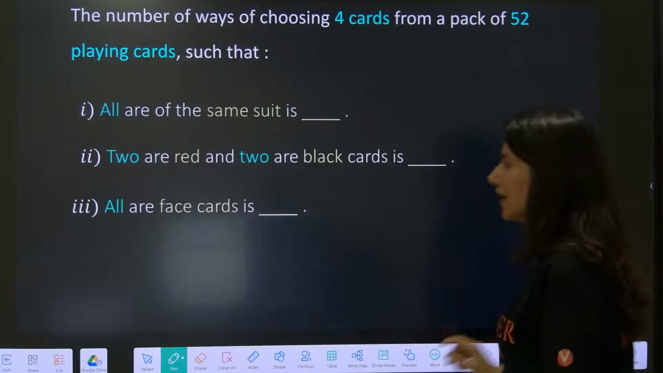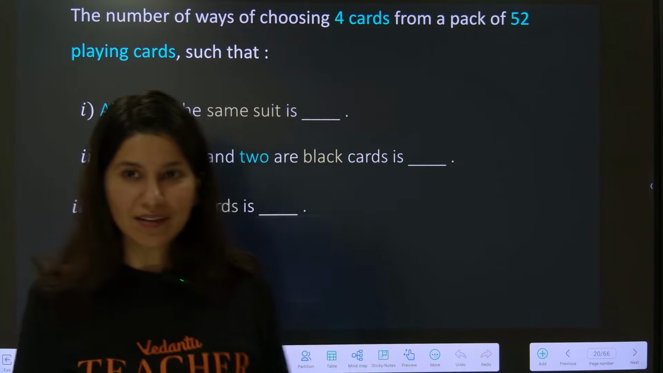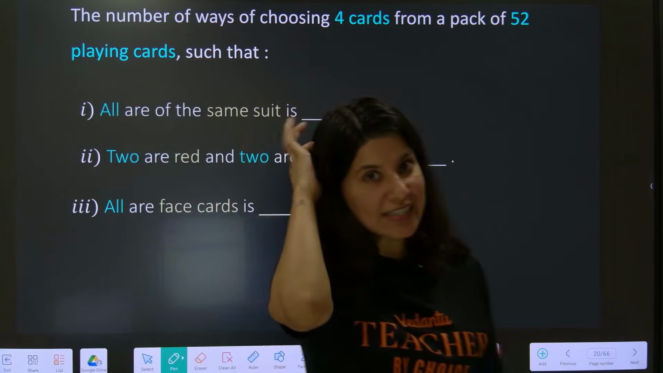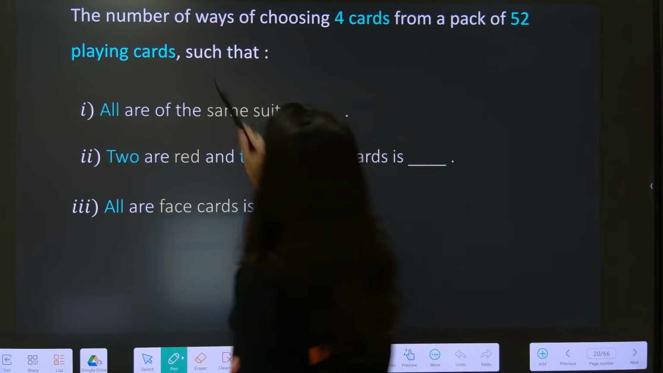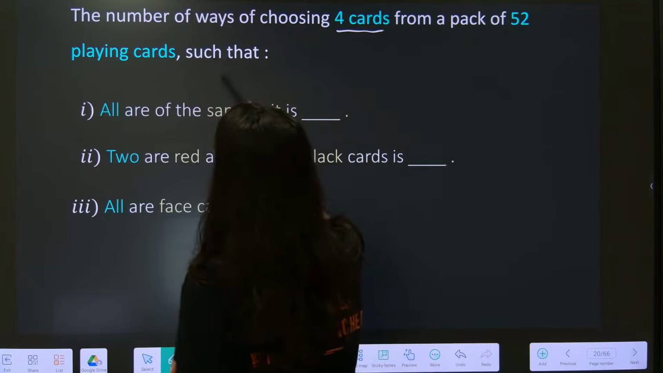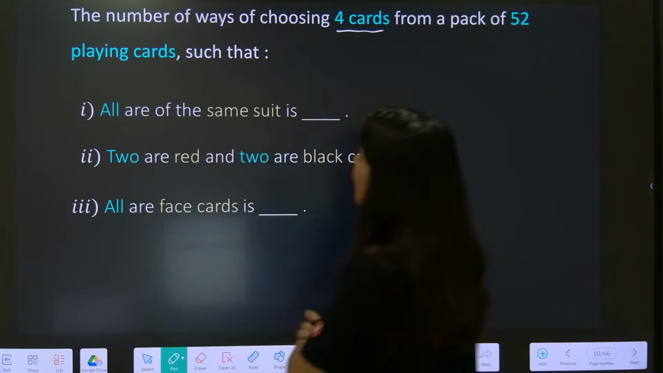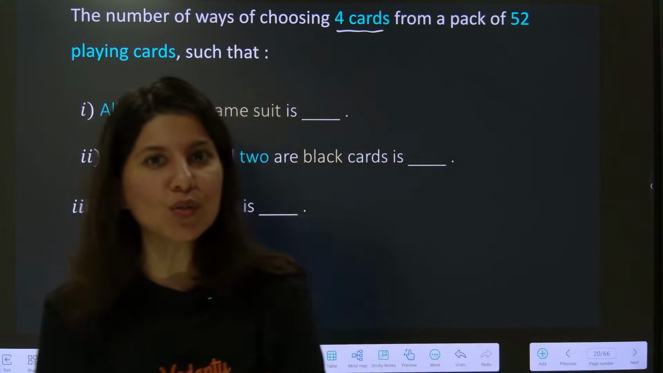Okay. So, this is what the deck says. Now, let's do one question to understand it better. We'll go back if we are forgetting something. Now, the number of ways of choosing 4 cards from a pack of 52 playing cards such that all of them are from the same suit. How many suits do I have?